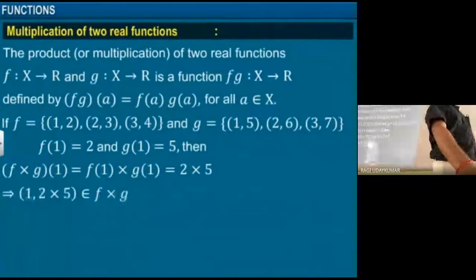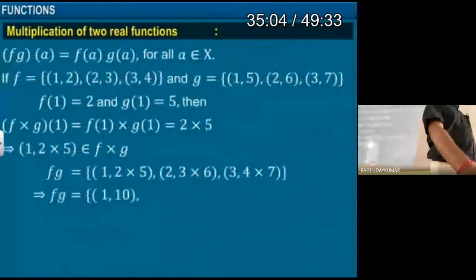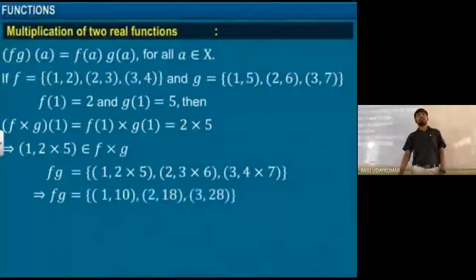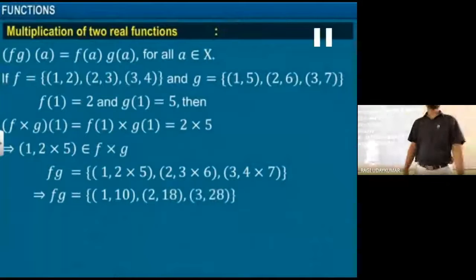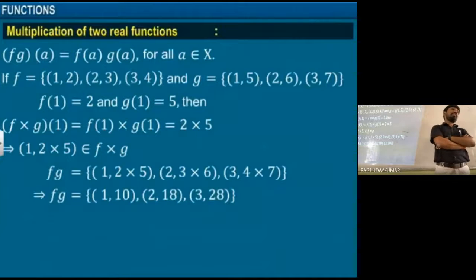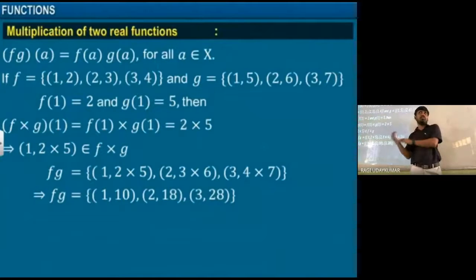(1,10), (2,8), (18, 3,28). When ordered pairs like this are given, if the functions are given as expressions, then you have to multiply them. Suppose x plus 1 is one function and x plus 2 is another function.